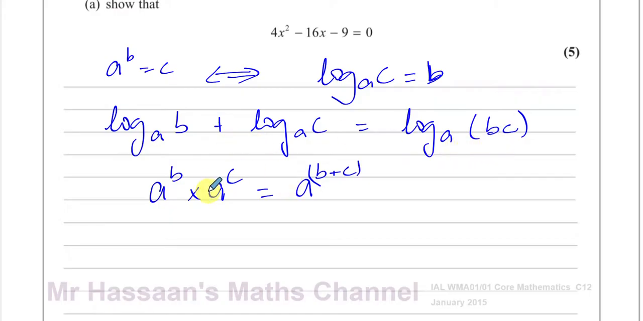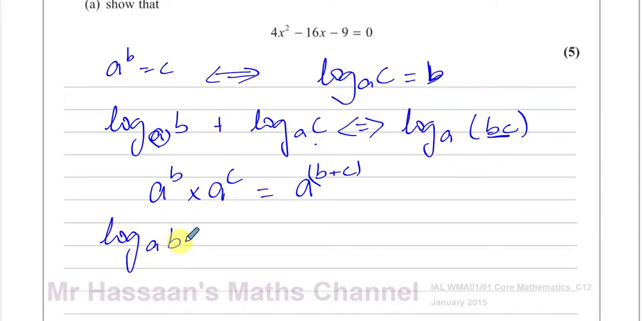This multiplication of b times c leads to this addition. As long as they have the same base, you can add the powers. As long as you have the same base, you can multiply these two numbers together. So again, you can go both ways. You can split this up if you need to. You can combine it together if you need to, depending on what you need to do in the question that you're answering. Now, the other law is very similar to this.